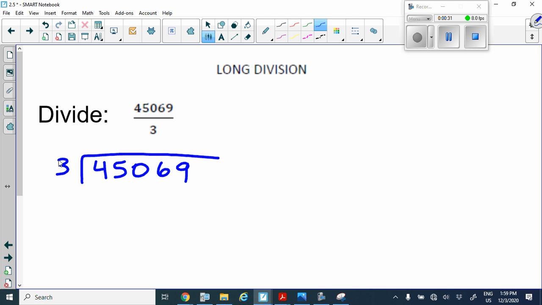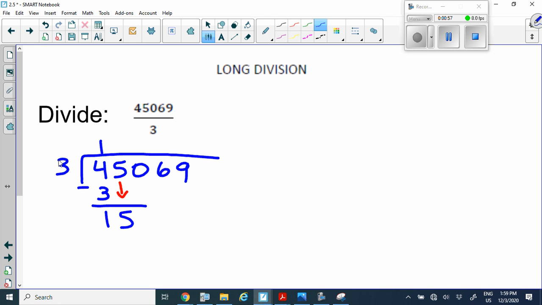Okay, so we go basically by each number. So 3 can go into 4 how many times? Once. So I'm going to go ahead and put a 1 on top there. And then I'm going to subtract. So I do 4 minus 3, that gives me 1. And then anything left over, I bring down. Okay, so the next term, which is the 5, I'm going to bring down. Okay, now I have 15.